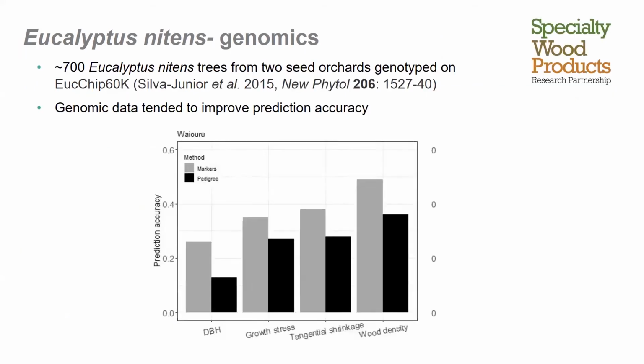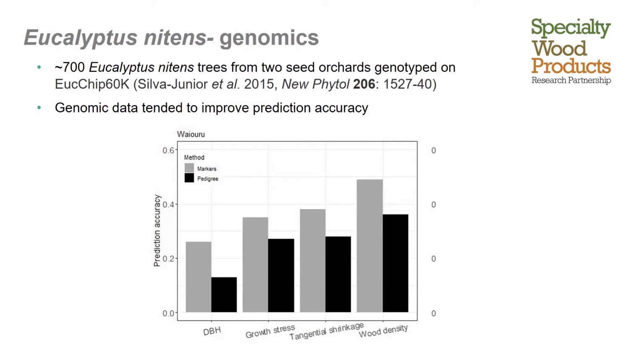The genomics results, we had 700 trees from a couple of sources within the trial, done in collaboration on this Eucalypt 60K. Genomic data tended to improve prediction accuracy.